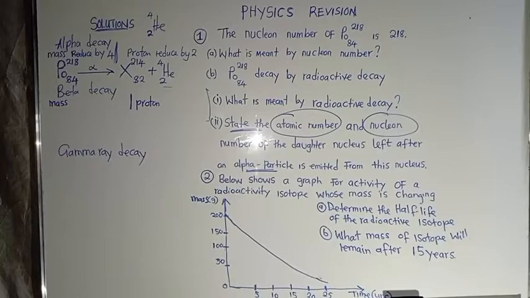Mass 218, proton 85. This is so good. So you've just answered the question. Mass number remains the same. Proton number increases by 1. People know these things. This is so good.